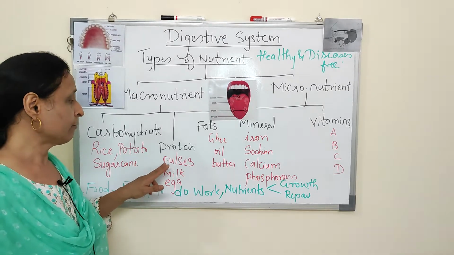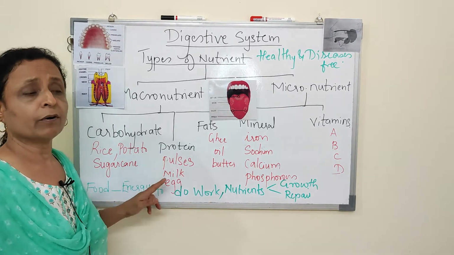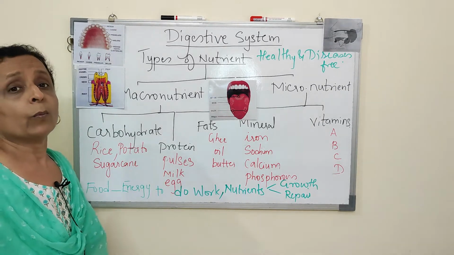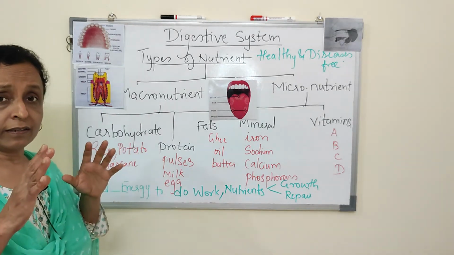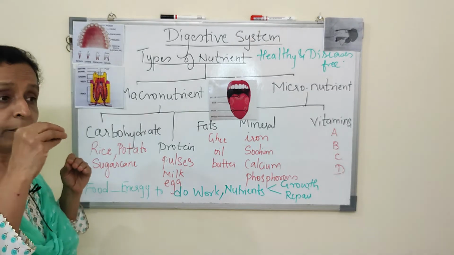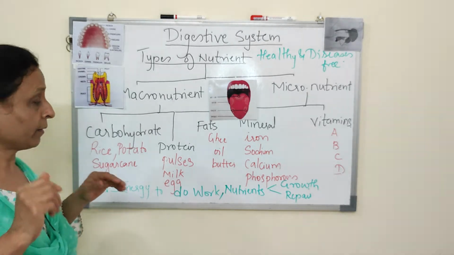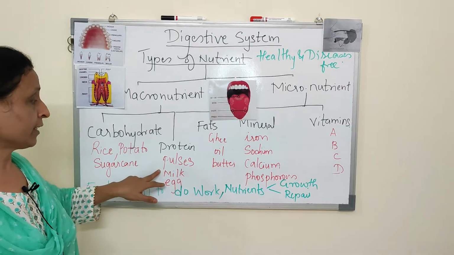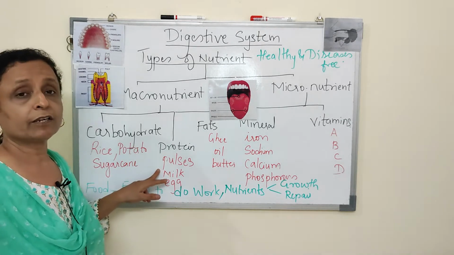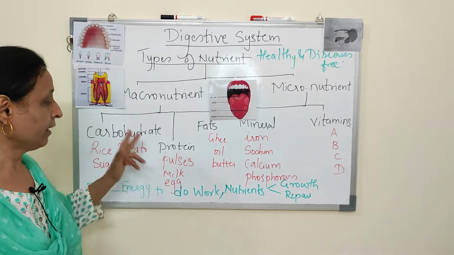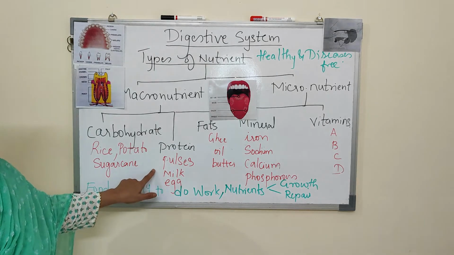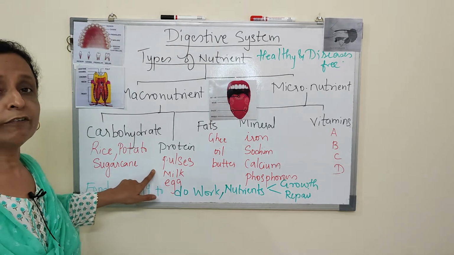For children, if they don't get a sufficient amount of protein, then the wear and tear won't be repaired, and the growth won't take place. So protein is necessary for growth and to repair the wear and tear of everyday life. So all the children should have a sufficient amount of milk.